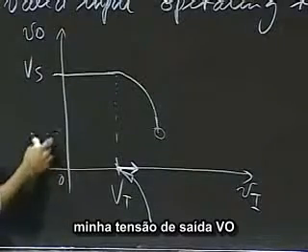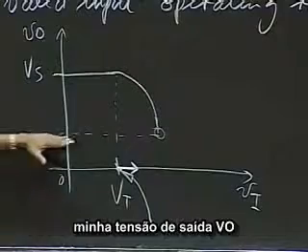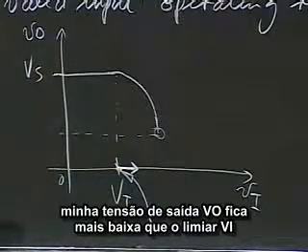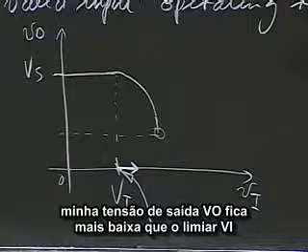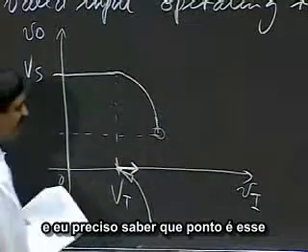my output voltage V0, not quite sure what that point is, my output voltage V0, as this keeps falling down, goes lower than one threshold below VI. Okay, and at that point, it goes into its triode region. And I need to find out what that point is.